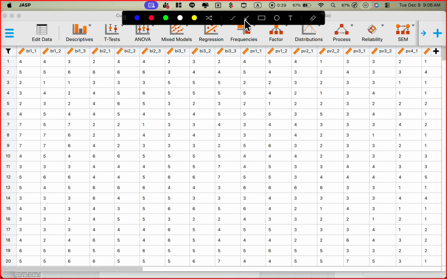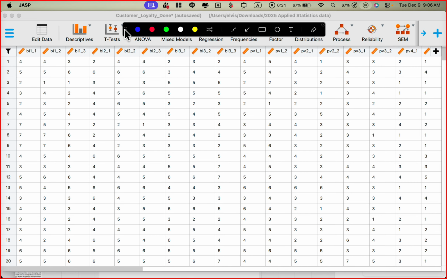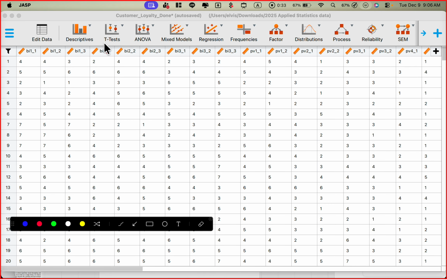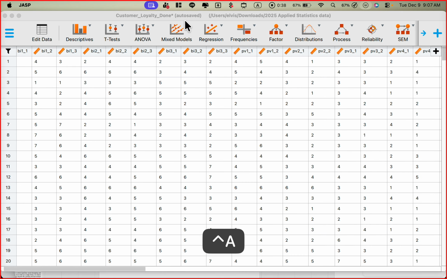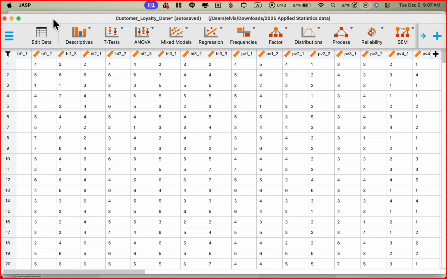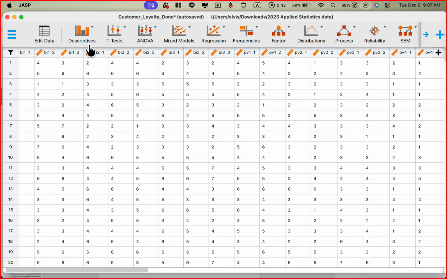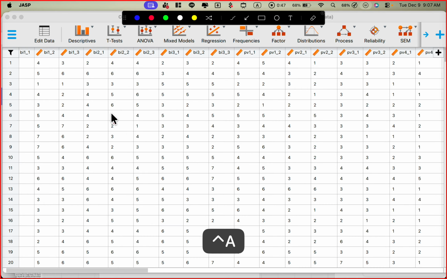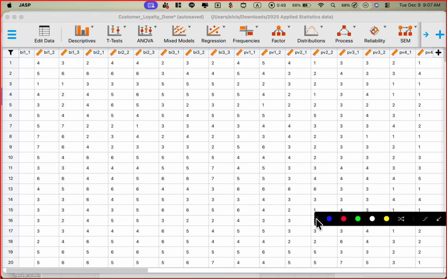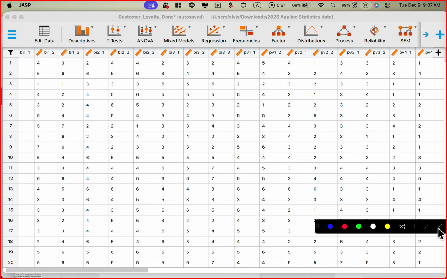Make sure you open the same data set. Are you? Yeah, open this file. Custom load return. Yeah.